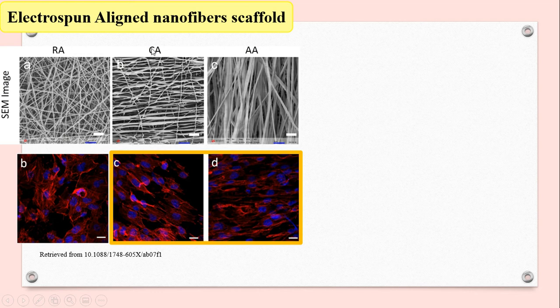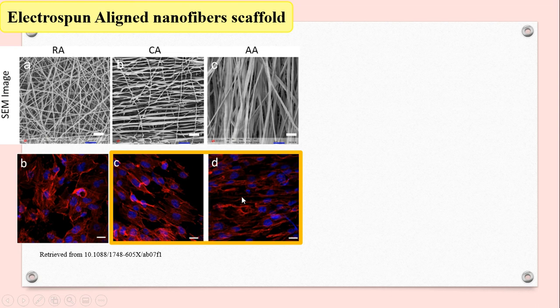CA means circumferentially aligned, and AA means axially aligned nanofiber scaffold, compared to the randomly aligned RA scaffold. And you can see that endothelial cells in CA and AA show a spindle-like shape, parallel to the orientation of the fiber, whereas the cells show a polygonal shape on the randomly aligned scaffold.